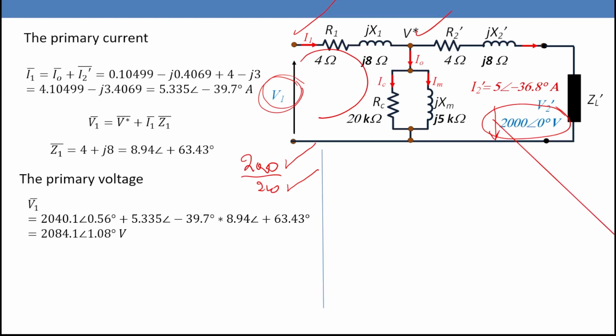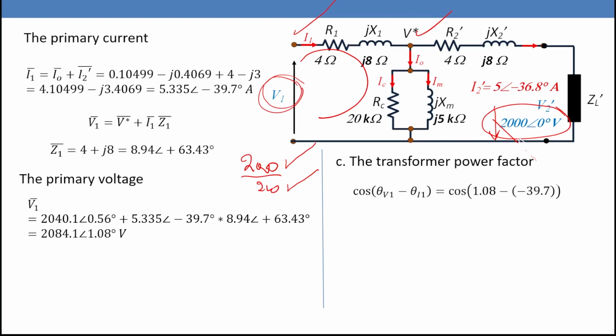So we are going to calculate the last part. Part C. What is the transformer power factor? The transformer power factor is cosine the angle of the supply voltage and supply current. Cosine theta V1 minus theta I1. Cosine 1.08 minus 39.7. So that one is cosine 40.78, which is 0.7572 lagging, because the current lags the voltage.